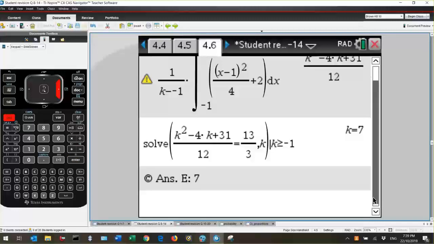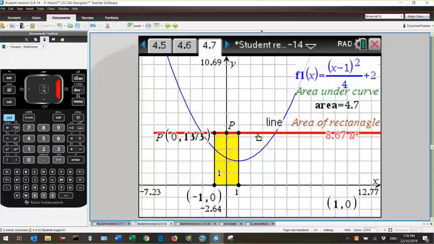So back here, what we're trying to do, so I've got, this is my average height, 13/2, and I can see that the area under the curve and the area of the rectangle, if I have k equal 1, doesn't work. But I'll change that to 7.